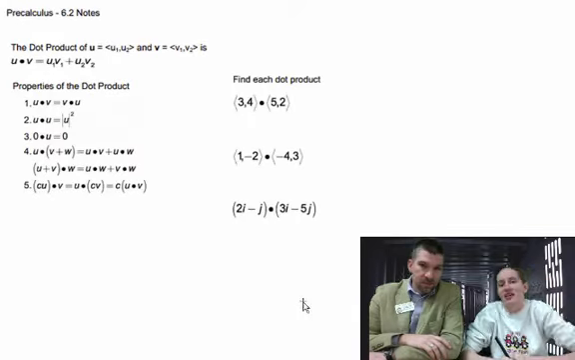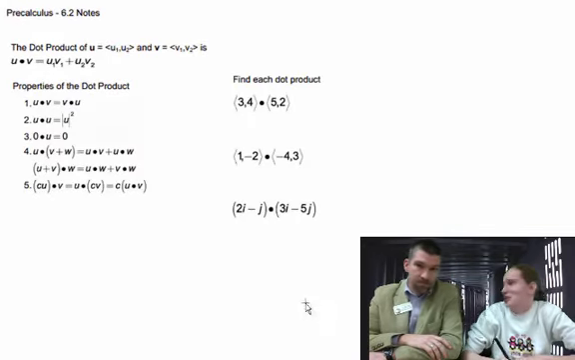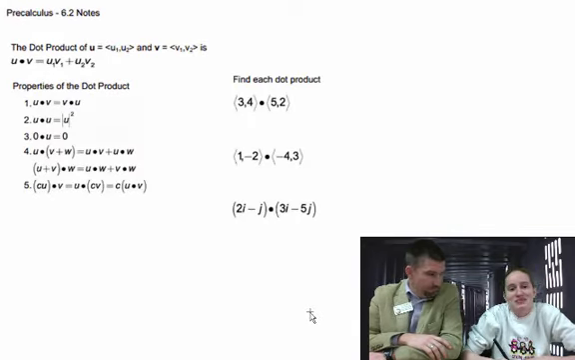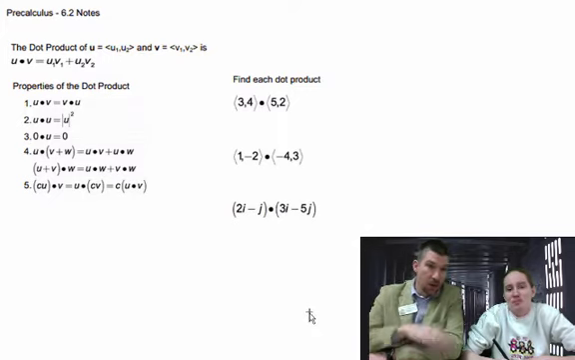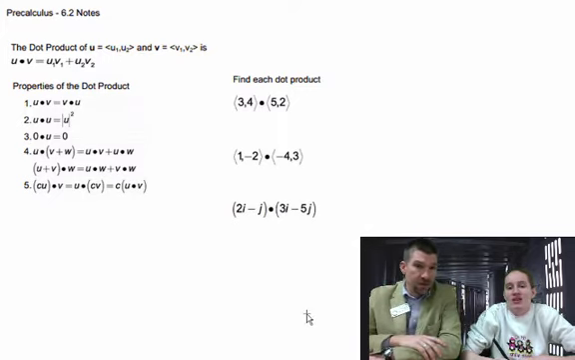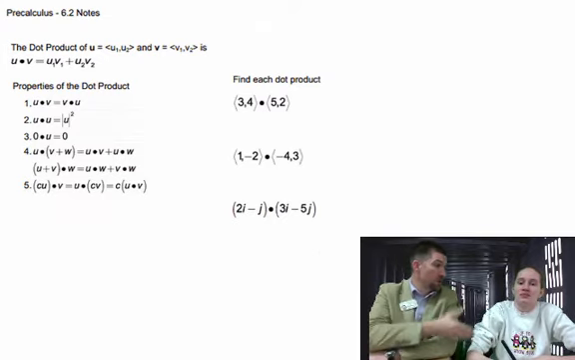Hey, Precalc Section 2 of Chapter 6. Vectors. Dot product of vectors. So these are the properties of the dot products of vectors. And all these properties over here might not make a whole lot of sense right now, but as we start going through dot products, they will.